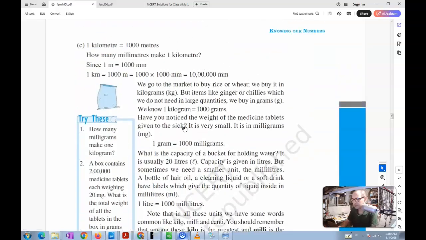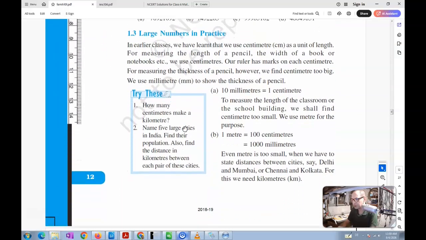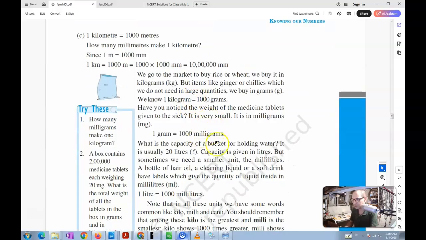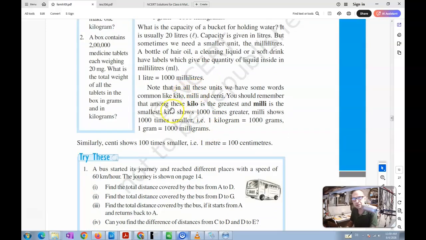Okay, so the next thing that we have in this text is large numbers in practice. But over here, the text has talked about all of these things like the centimeter, the millimeter, the meter, and the kilometer, that sort of thing, the gram, the milligram, the milliliter, the liter, and so on and so forth, which is not relevant to our work here.